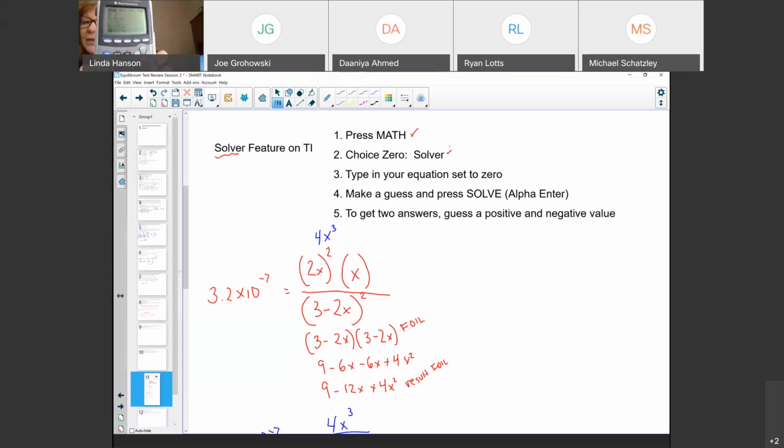Choice 0 is solver. Friends, you can also scroll down and get to choice 0. You just have to go through choices 1 through 9 to get there. Pressing up gets you there faster. So that's where the solver is, choice 0 in the math feature. So I'm going to hit enter.